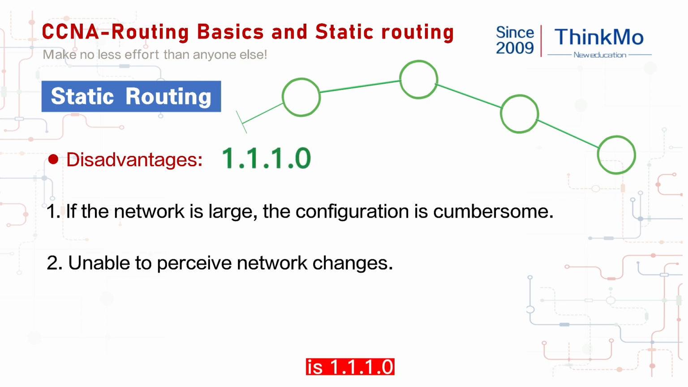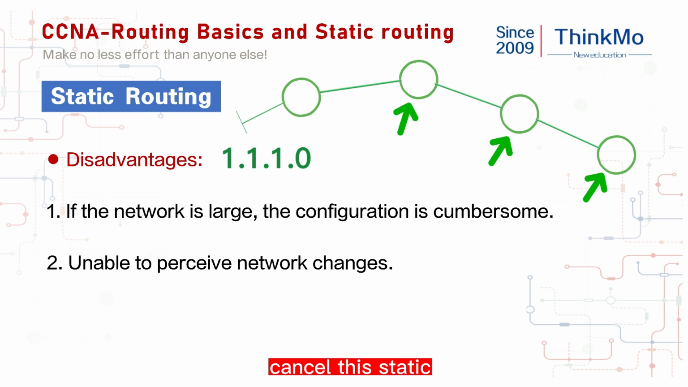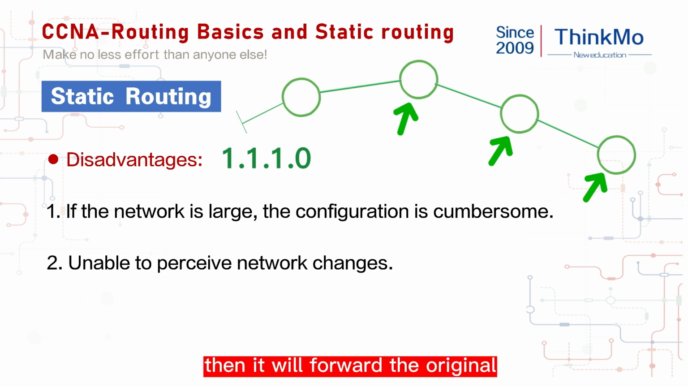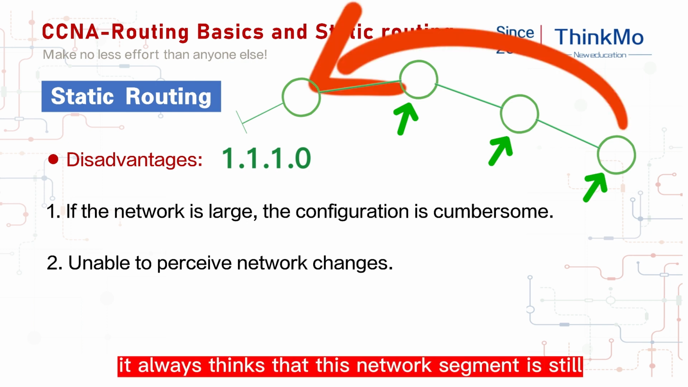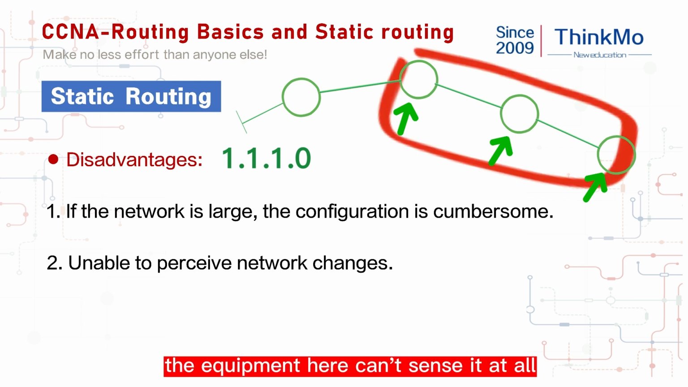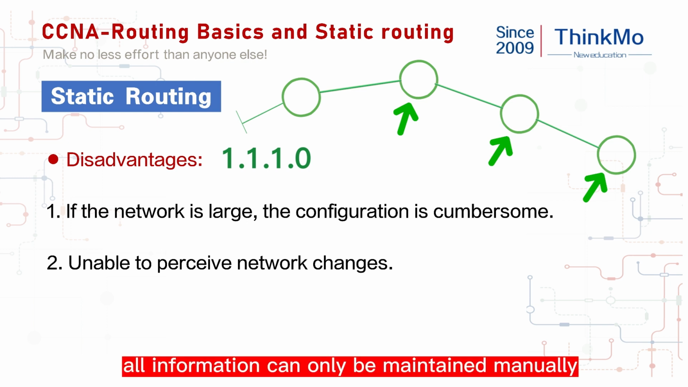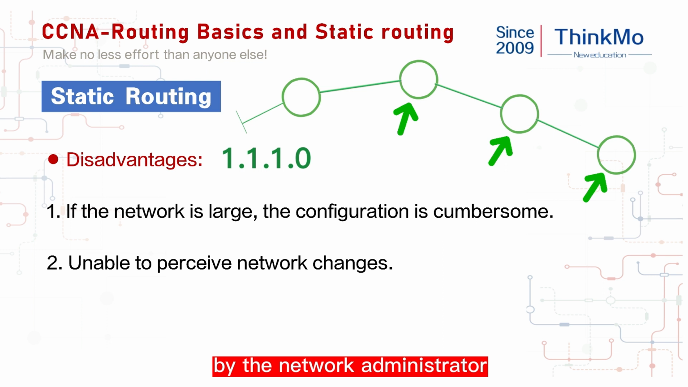It is 1.1.1.0. One day this segment disappeared. If you are not in time on every device to cancel this static route, then it will keep forwarding as before. That is, as long as you don't cancel it, it always thinks that this network segment is still there. Then it means, no matter how a remote network segment changes, the equipment here can't sense it at all. So you have to configure manually. All information can only be maintained manually by the network administrator. Then it is relatively cumbersome.